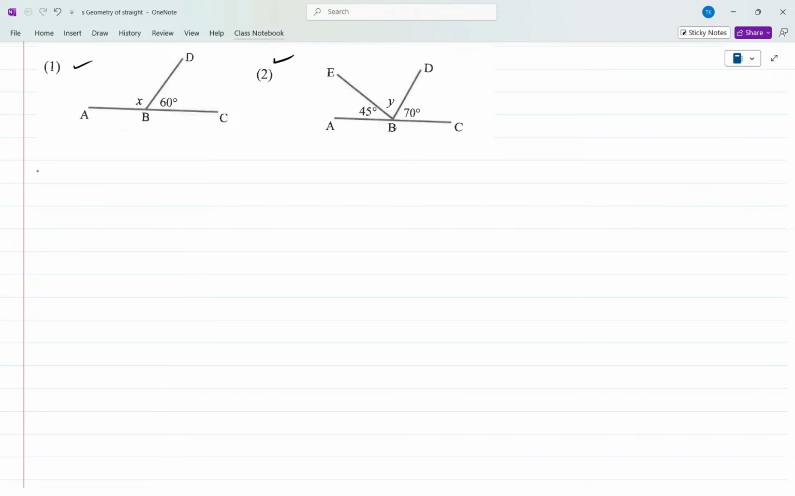So with the first one, you're going to say x plus 60, you have 180 on the right hand side. Your acceptable reason will be adjacent angles on a straight line. What I mean by this statement is that when you add x with 60, you must get 180. Our reason is that the adjacent angles on a straight line add up to 180. This is one of the things we have discussed in the previous video.